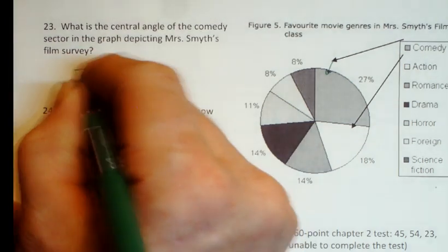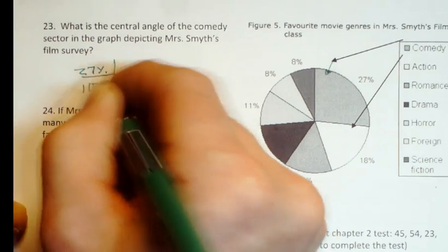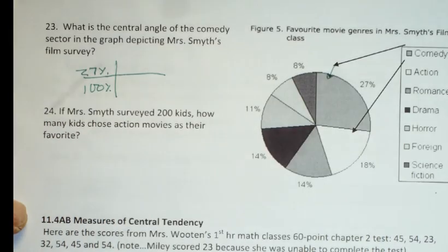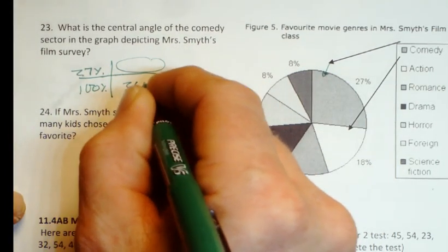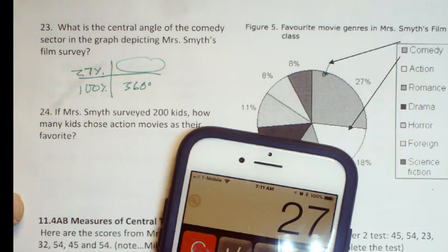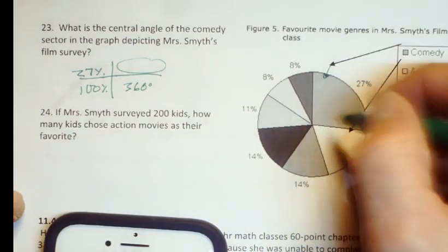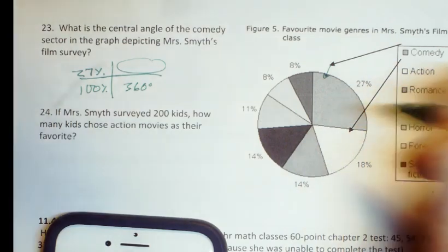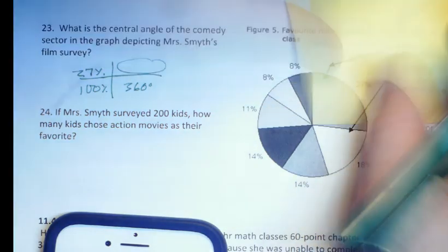So it looks like we've got 27% out of 100% chose comedies. Well, 27% chose comedies, then that's got to be some corresponding angle out of 360 degrees. So let's just multiply that, 27% times 360 gives you 9,720. We'll divide that by 100, 97.2. And again, quick check, throw my yellow piece of paper in there. This would be a 90-degree angle. You can see that it's more than a 90-degree angle, so that makes sense.